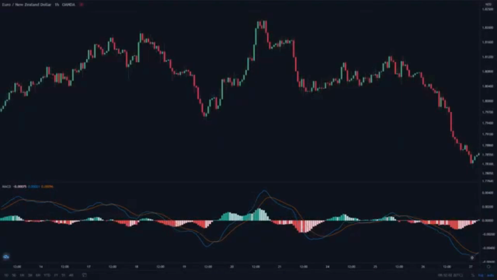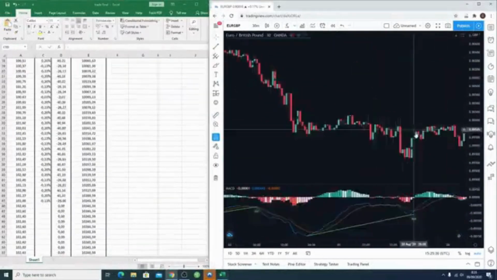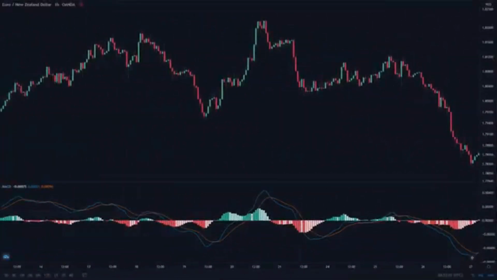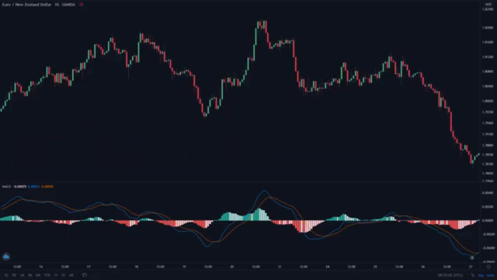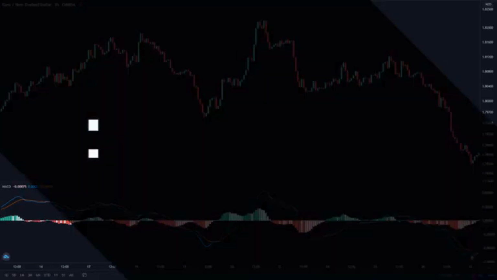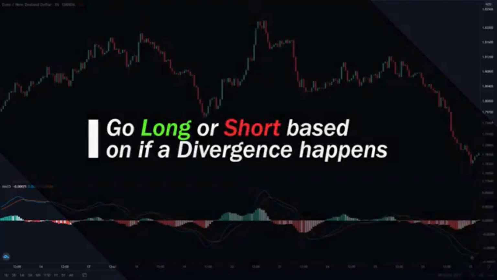Hey traders, in this video, I tested the MACD divergence 100 times. And don't get it confused, the MACD divergence is very different from the MACD crossover. It still uses the MACD indicator, but instead of going long and short based on the crossovers on the MACD, you go long or short based on if a divergence happens.